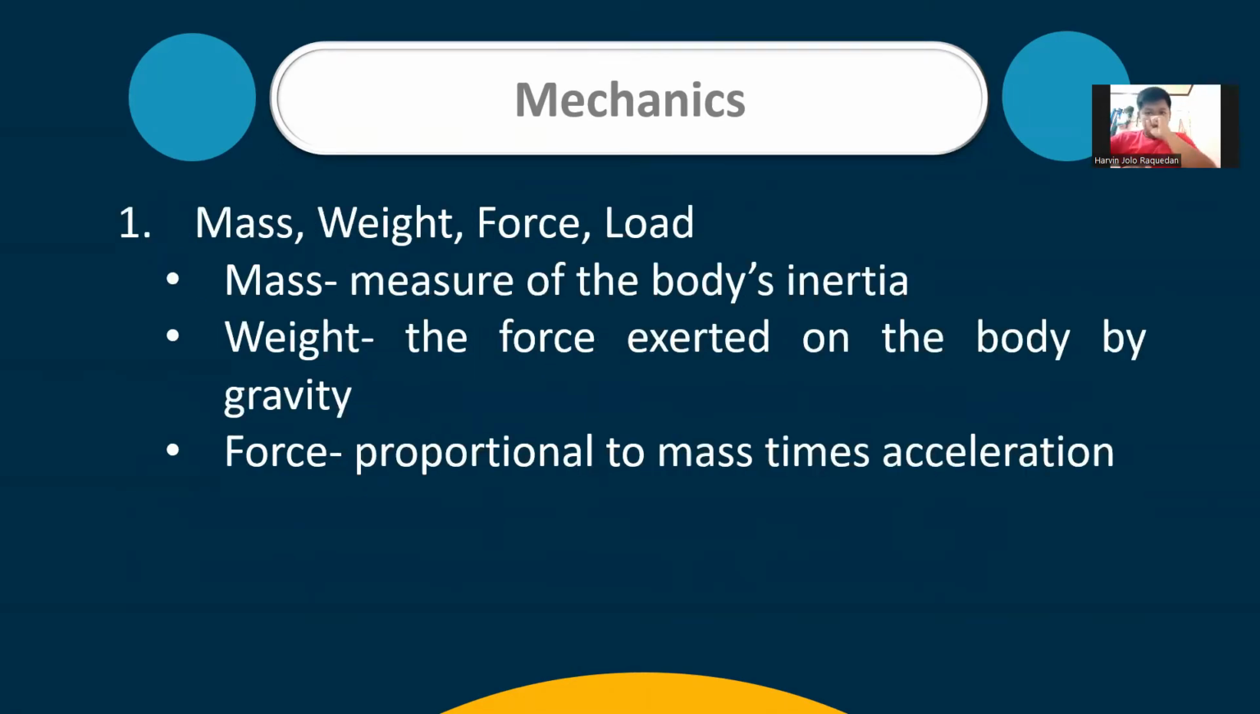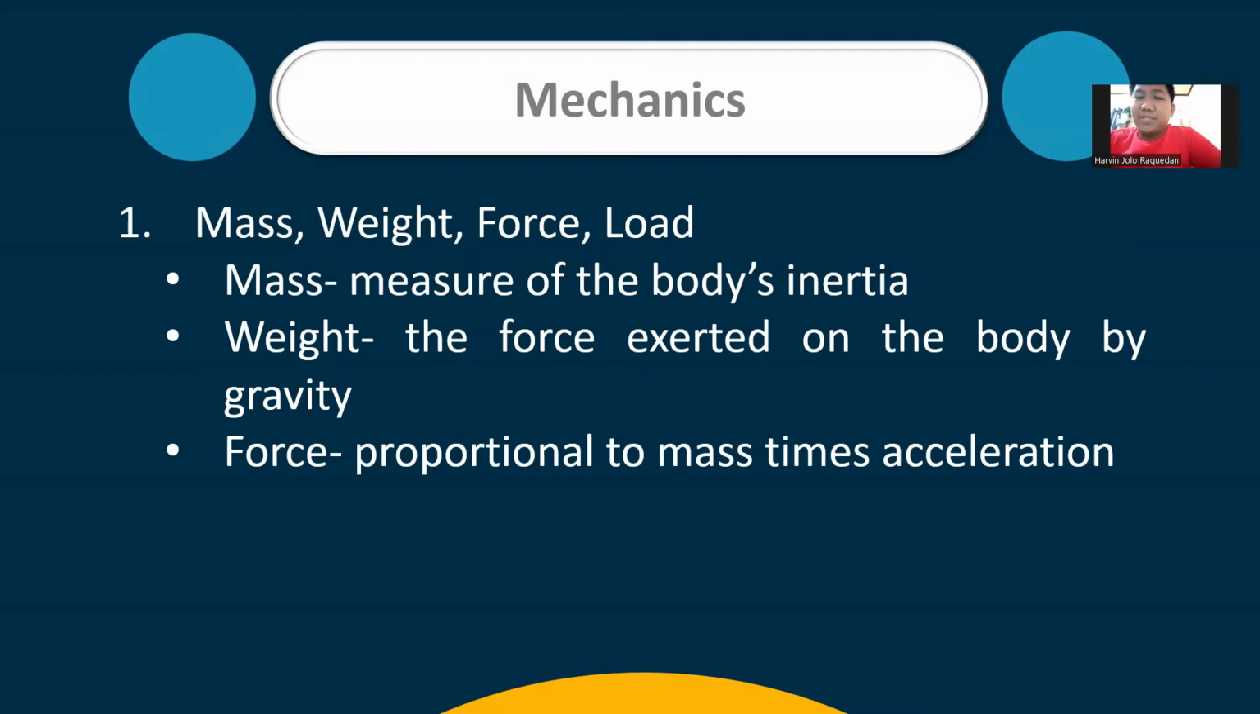So we have the mass, weight, force, and load. Mass is the measure of the body's inertia. Weight is the force exerted on the body by gravity. The formula for weight is mass times gravity. Another thing about mass is that mass is absolute. Your mass here on Earth will be your mass on the moon. It will only differ if you talk about the weight, because the gravity here on Earth is different from the gravity on the moon.